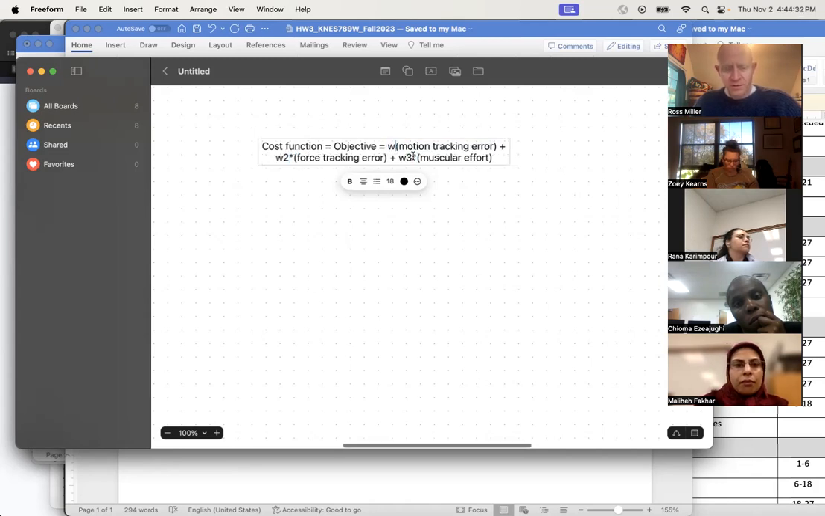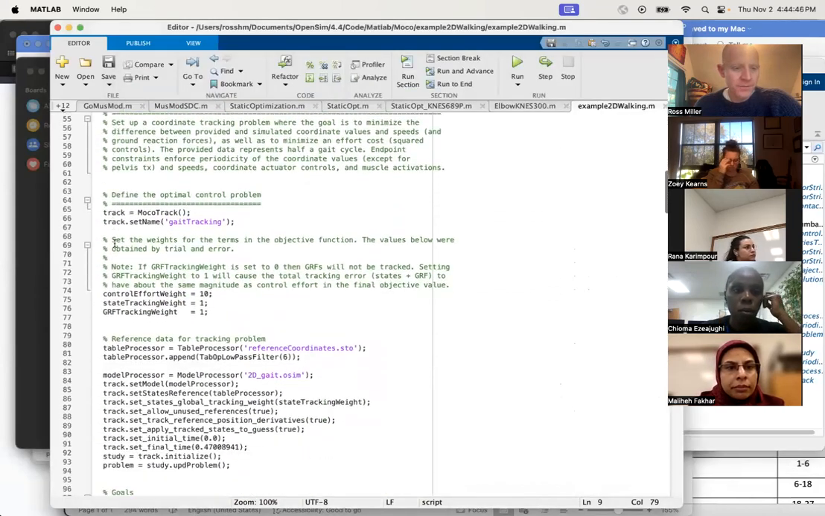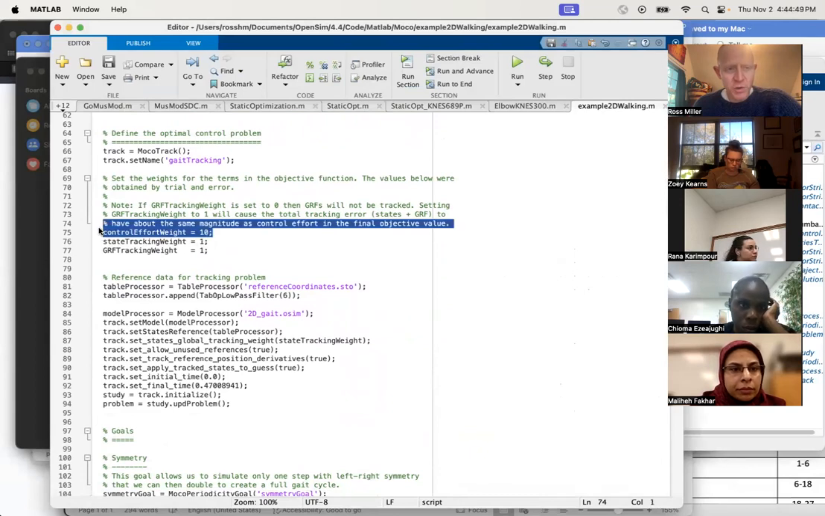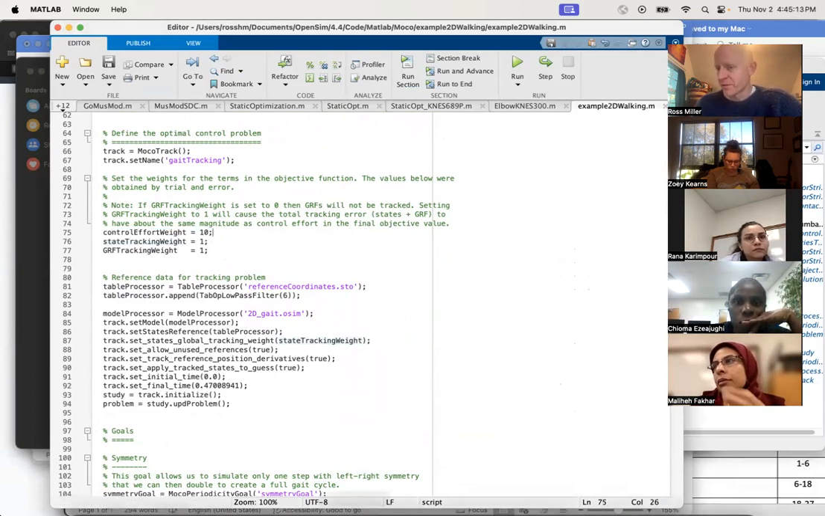And this is kind of the hard part of doing these type of simulations. It's again where a lot of the art of computer modeling, and less of the science of computer modeling, comes into play. If you go back to the top of this code here, you see it's got a control effort weight, state tracking weight, and a GRF tracking weight. The GRF tracking weight is self-explanatory, right? That's the weight it's placing on the cost function on ground reaction force tracking. State tracking is the weight that it's placing on tracking the target motion. And then control effort is the weight that it's placing on the muscular effort, on the muscular excitations.